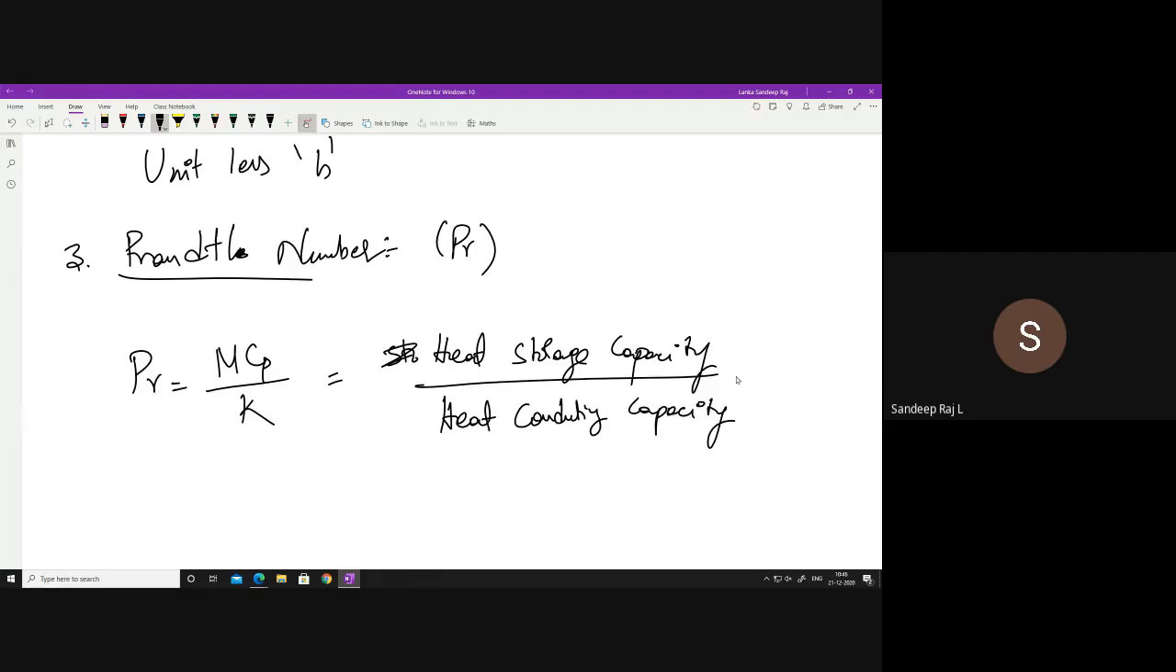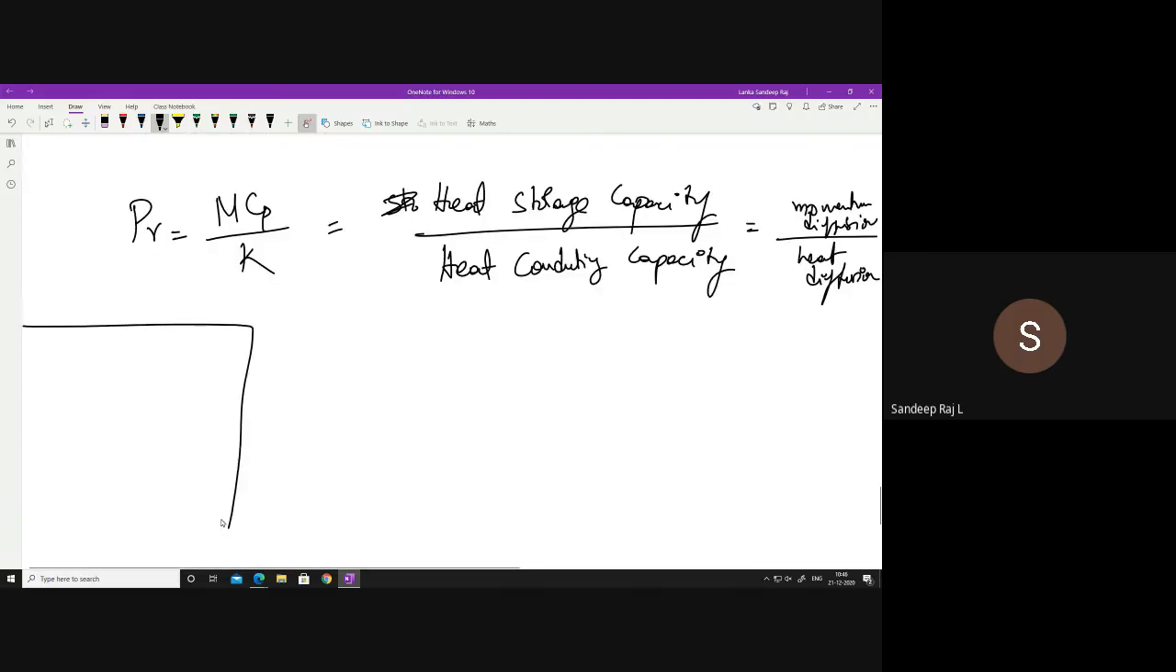Also, you can write it like molecular diffusion by molecular diffusion, whereas in the numerator you will have momentum diffusion, and in the denominator you will have heat diffusion. In terms of diffusion, this is what you express. And there is another way of writing this Prandtl number, expressing it in terms of alpha.